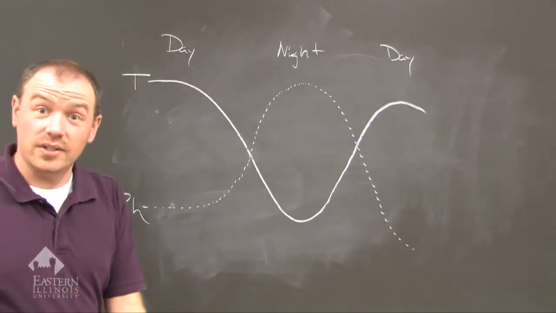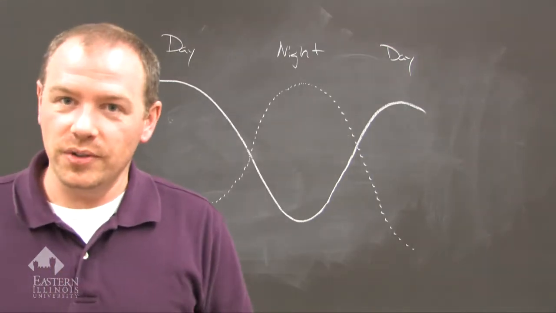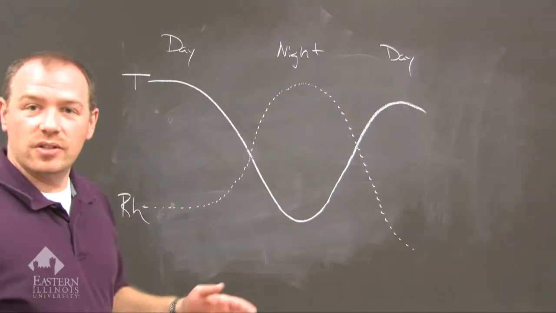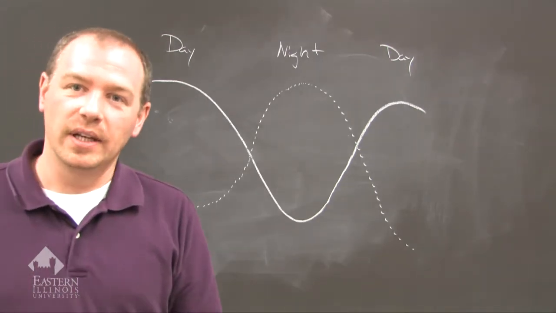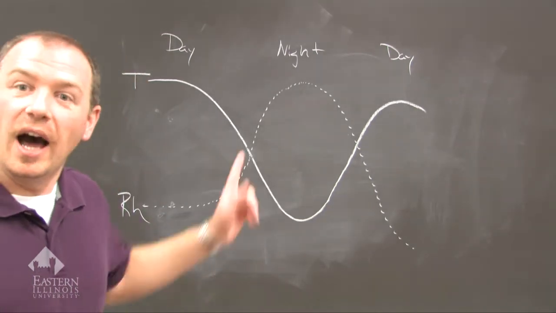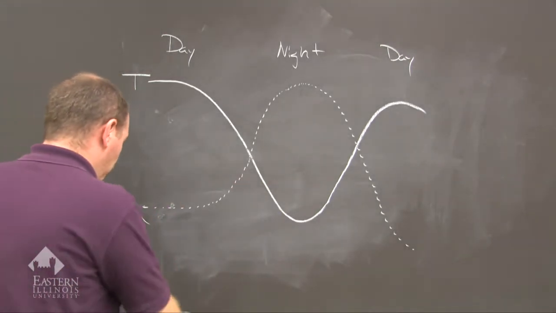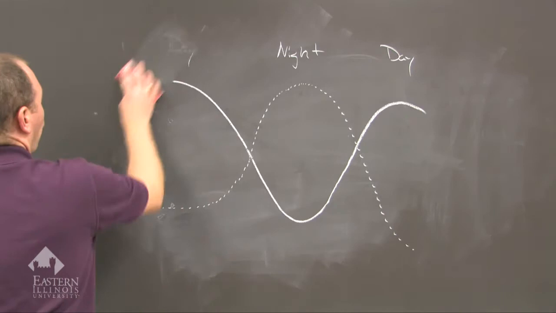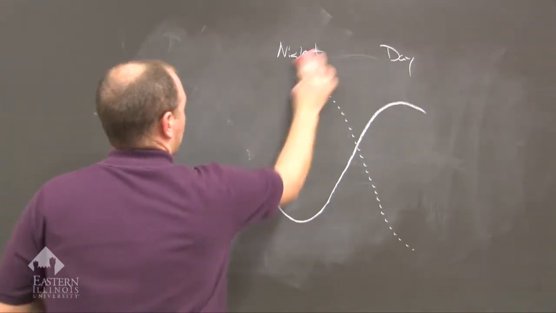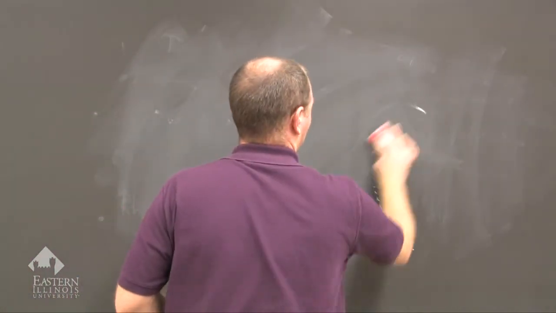Now the question is, which two variables can tell us when it's going to rain? And the answer is not relative humidity. It is actually dew point. Dew point can tell us when it will rain. And that's the next variable that we'll go through with atmospheric moisture.